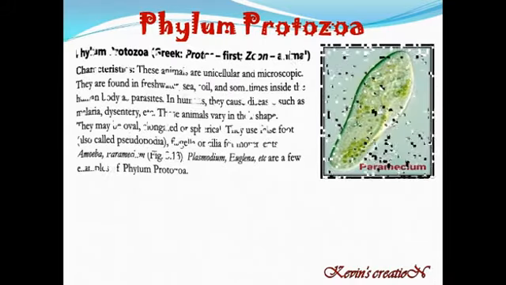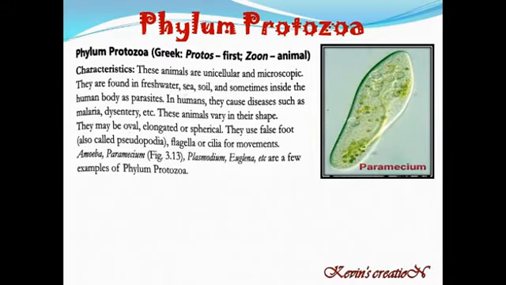Let us start with Phylum Protozoa. It's a very common phylum. You must have heard about it. This word protozoa is taken from a Greek word protos, that means the first, and zoon is animal, that means the first animals, the simplest animals. Let us learn about the characteristics of this phylum.